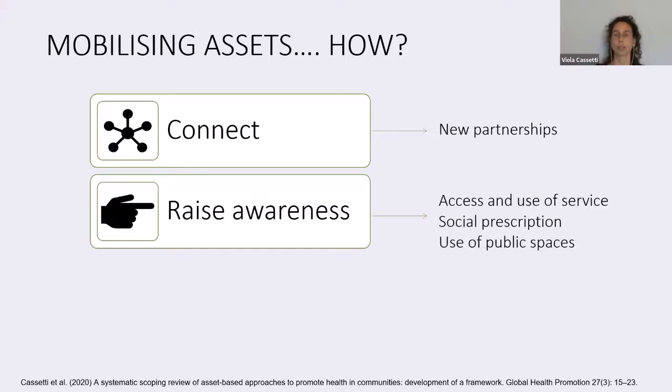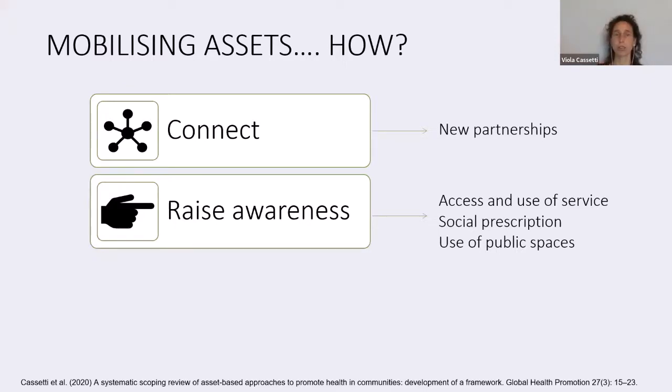And that could be the case, for instance, in access and use of certain health services, which people may not be aware of. So what you need to do would be engage in a campaign or share information in your network that the service exists and you can access and use it in this way. Or social prescription, another example of a way to raise awareness about assets. You work with GPs and you have community assets, and you can ask GPs to refer their patients to this community asset.